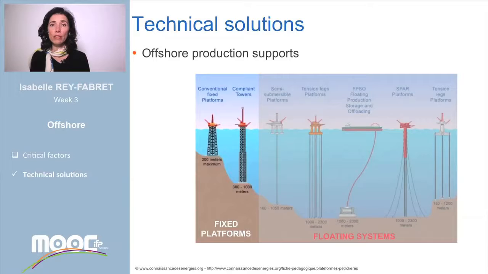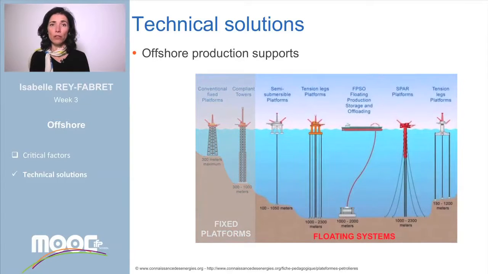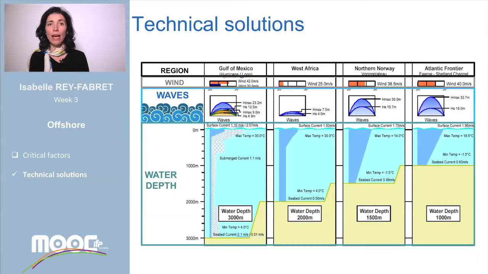But when the water is too deep, such structures can no longer meet environmental constraints. A floating unit is more adapted, such as a semi-submersible platform or a floating production storage and offloading, the FPSO. As we can see on the document, the environmental conditions of work can drastically differ from one region to another, and are significant for the final choice of the future offshore production support.